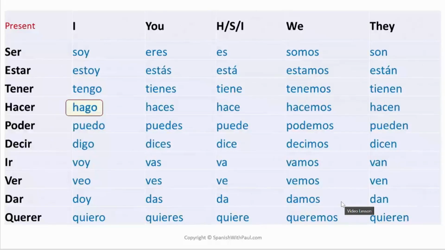The sound for I do or I make. Let's again return to our chart. So the angle is I, and the verb to do or to make is hacer. So we have the sound of hago. Hago means I do or I make. Always keep this H silent, hago. How would you say I do it?